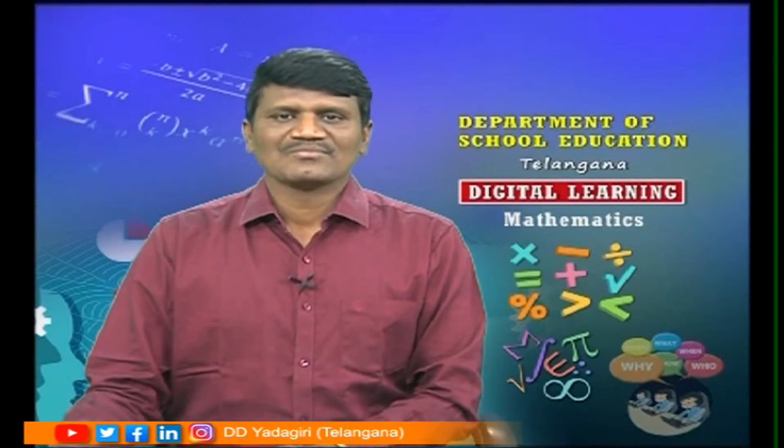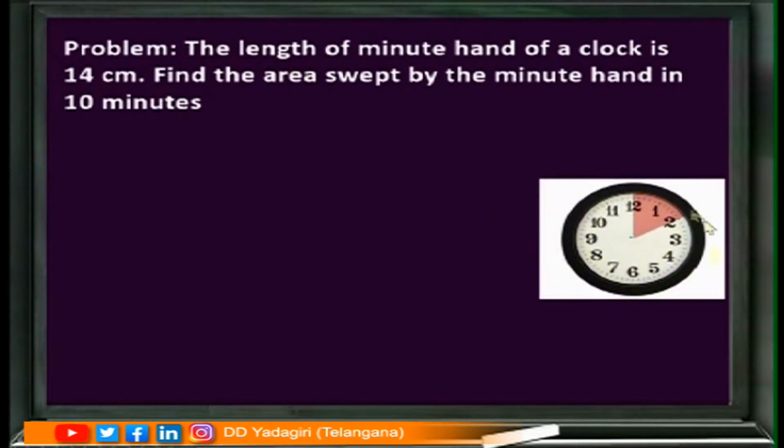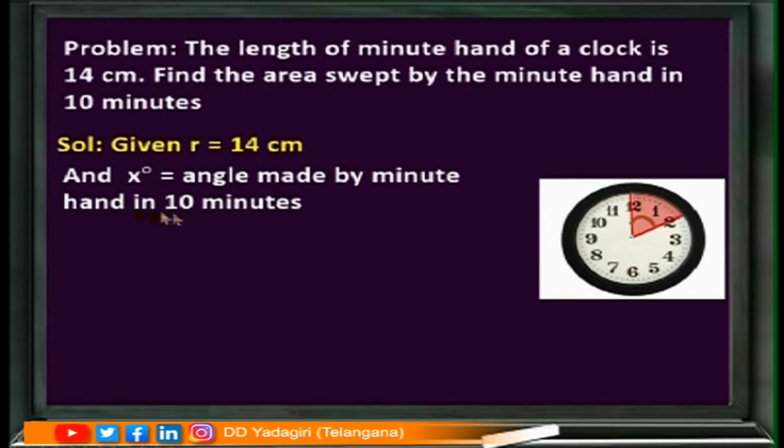Now let us see the second problem. The length of the minute hand of a clock is 14 centimeter. Find the area swept by the minute hand in 10 minutes. That means this is a clock and this is a minute hand, which started from here and came till 10 minutes. So what is the angle between these two? And if you observe, this is a sector, right? So the area swept by the minute hand is nothing but the area of a sector, and the radius is nothing but the length of the minute hand. Given r is equal to 14, x is equal to the angle made by the minute hand in 10 minutes.